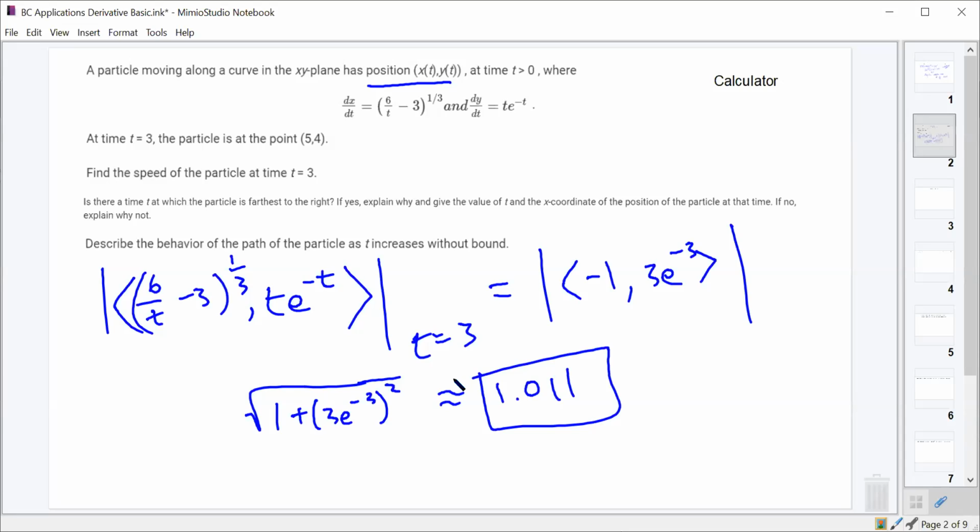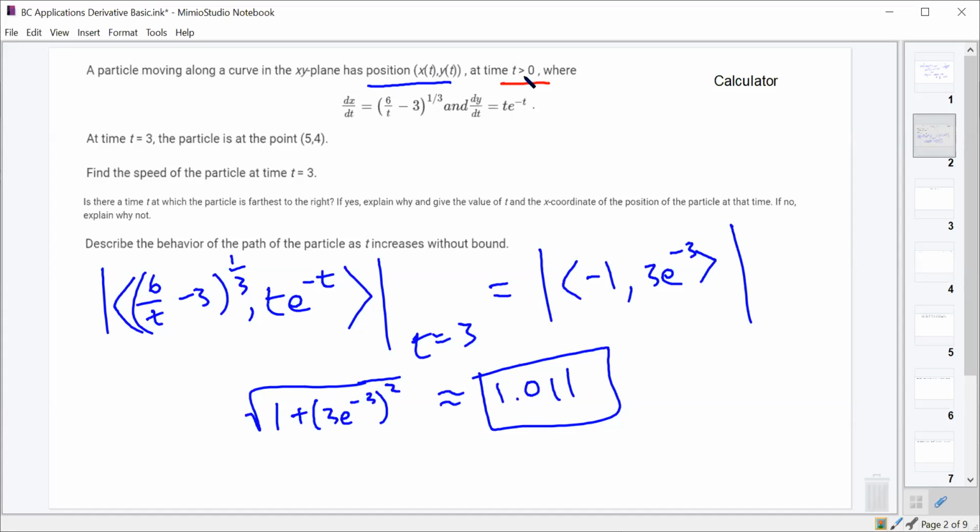All right. So the second part of this is we want to know if there's a t value at which the particle is farthest to the right. So first off, are there any endpoints to the interval we're given for this particular curve? There shouldn't be any endpoints, right? It just tells us that t is greater than 0. So we have a restriction on the t values, but no endpoints, right? There's no t greater than or equal to 0, so we don't need to take 0 into account. And we can't obviously take infinity into account.